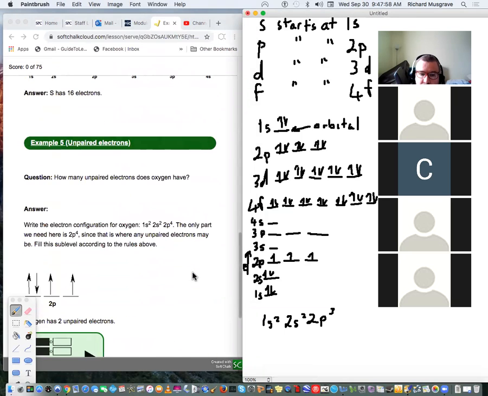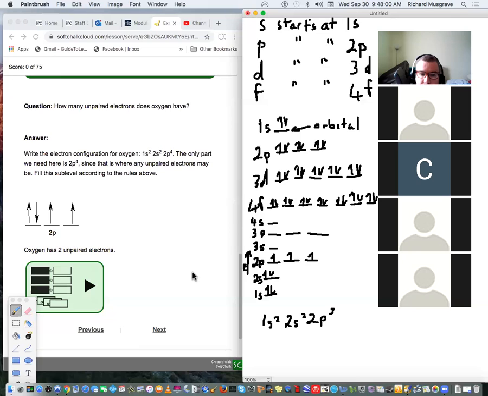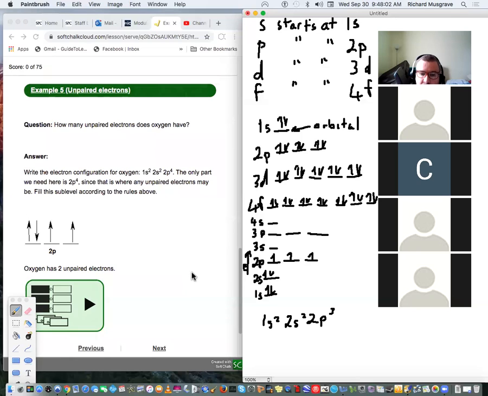So let's look at something like how many unpaired electrons does oxygen have? Well, in order to do that, what you need to do is do exactly what we just did, and that is draw out the energy level diagram. I'm going to cheat a little bit here and just cross out some of the stuff I already did.